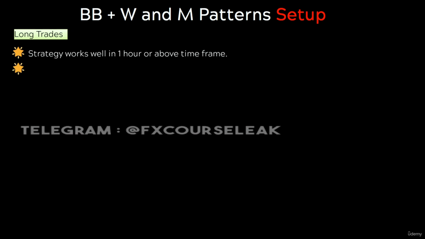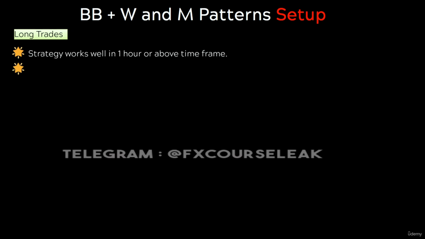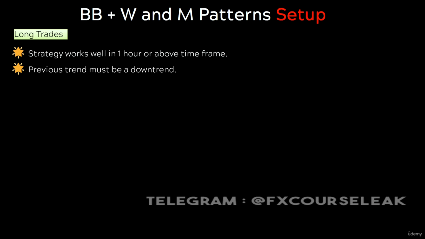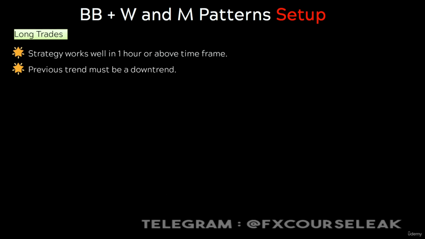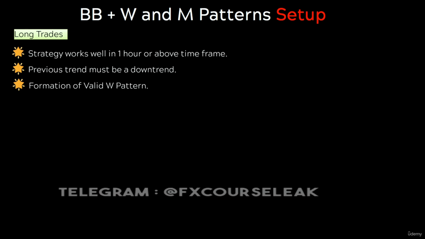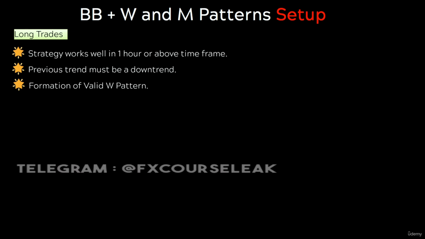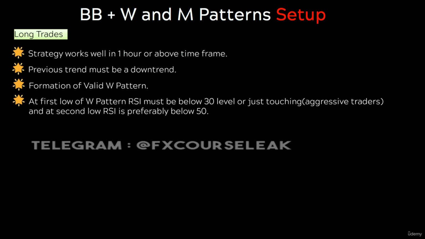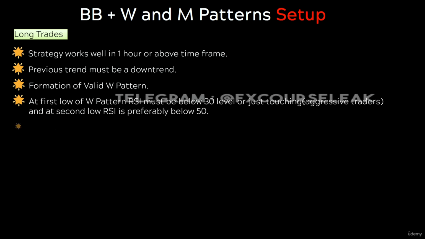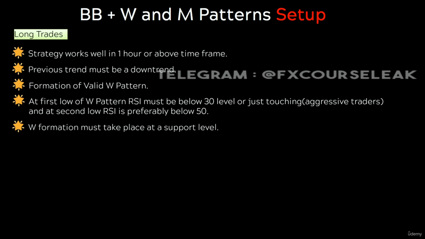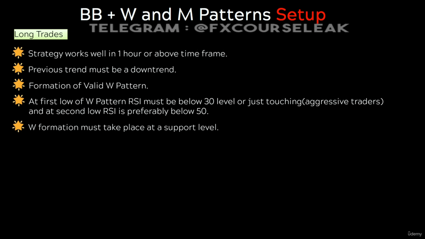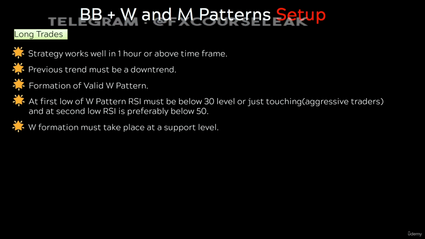And the first rule is that this strategy works very well in 1 hour or above time frame. Then second is the previous trend must be downtrend. And after this we will wait for the formation of a valid W pattern. Please note, at first low of the W pattern, RSI must be below 30 level or just touching, and at second low the RSI is preferably below 50. Now friends, this indicates there is still some gas left in the stock or currency pair and more upside can be expected.